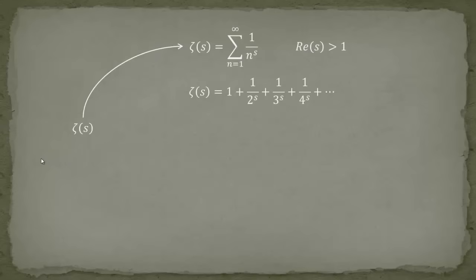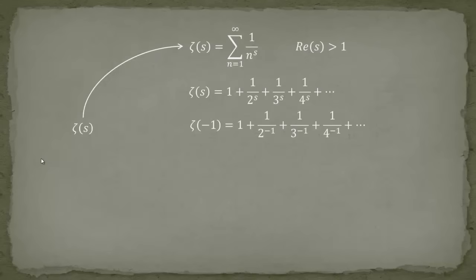Now, one could dare and say, okay, this kind of condition above, I don't mind. Just plug in -1 and see what happens. If we plug in -1, we will get 1 plus 1 over 2 to the -1 plus 1 over 3 to the -1 plus 1 over 4 to the -1 and so forth.